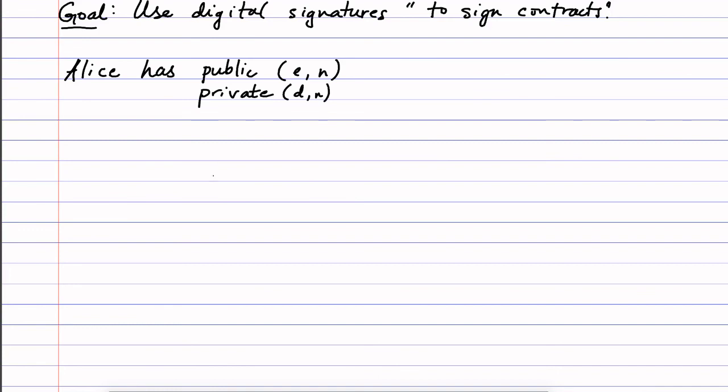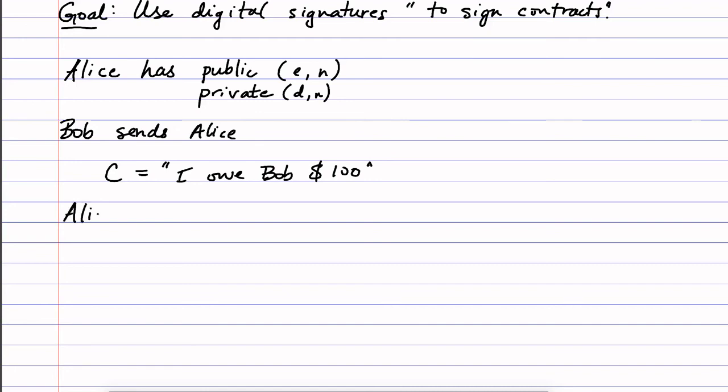Now, suppose that Bob sends Alice a contract. So Bob sends Alice a contract C, which is this string: I owe Bob $100. Now she can sign this, in the sense of signing a contract, using her private key as follows. So Alice signs C as follows.